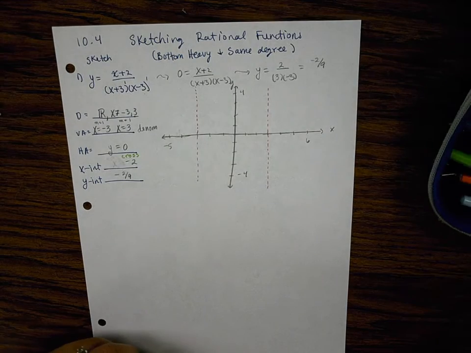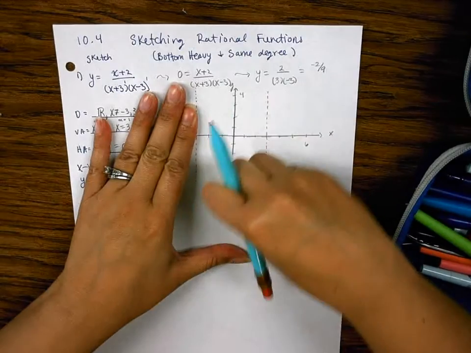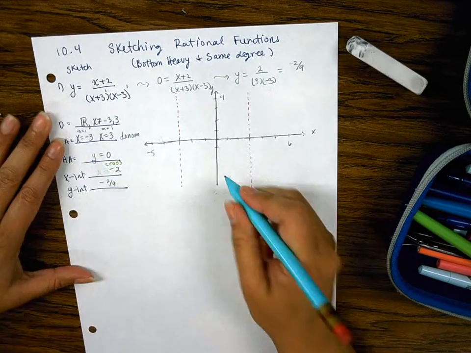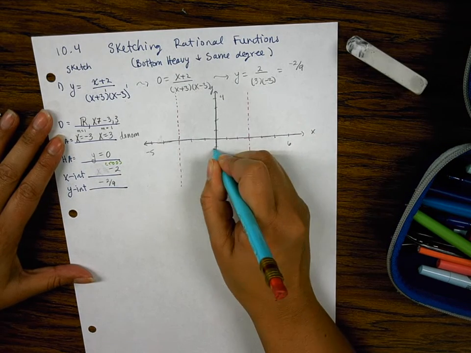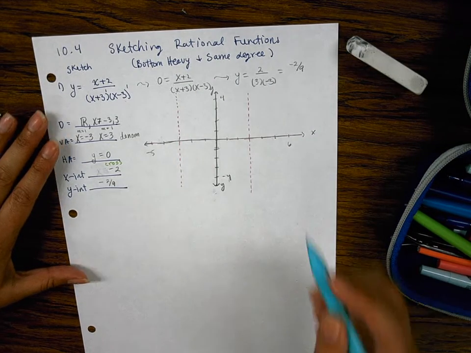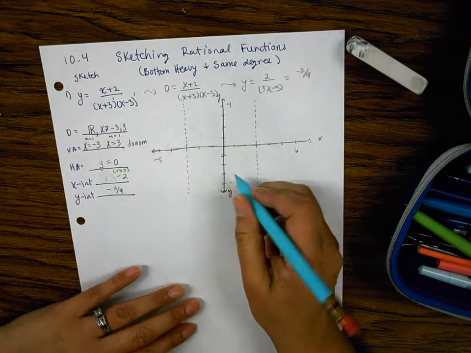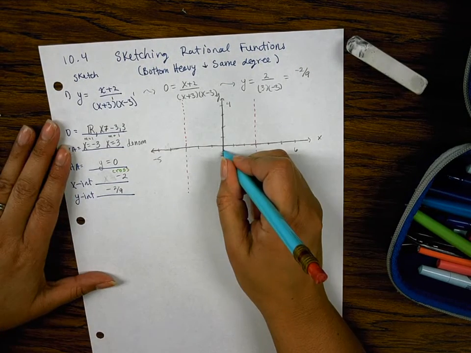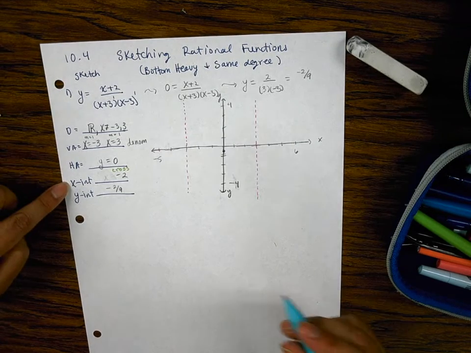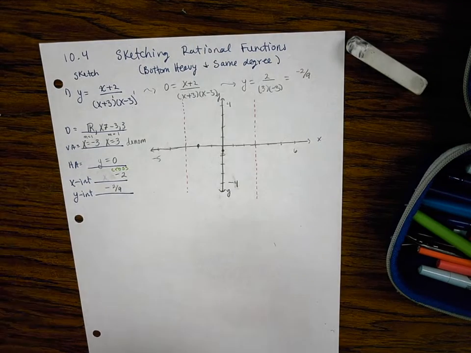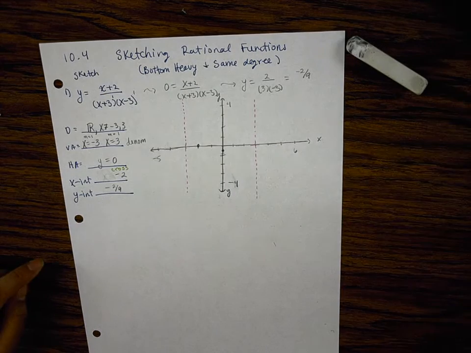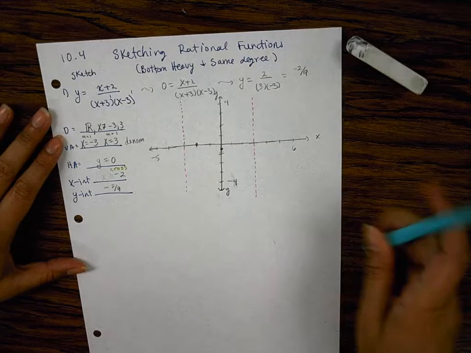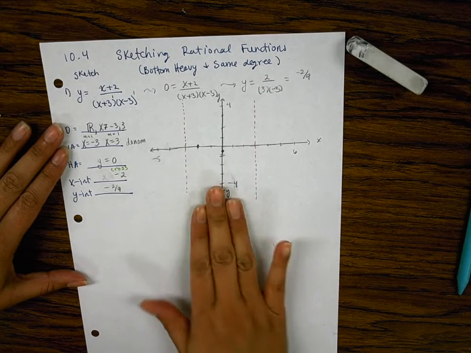Okay, so let's go ahead and continue. Plot your y-intercept. My y-intercept is -2/9, which is smaller than 1. Someone just put it in here. My x-intercept is -2. Put it here. And that's all I really have. I don't have anything else to guide me on what's going on. But I know I have 3 sections of my graph. I have the left, the middle, and the right.